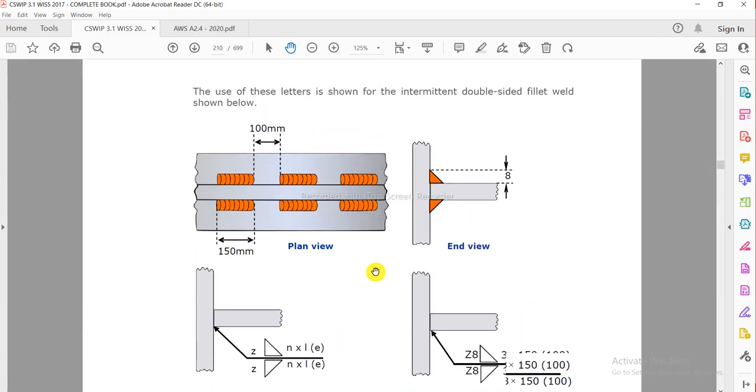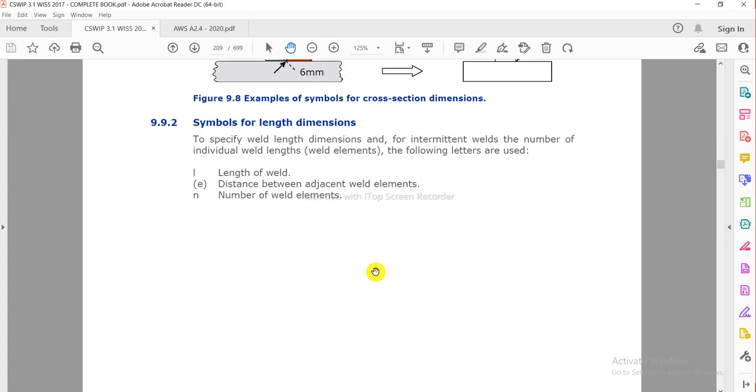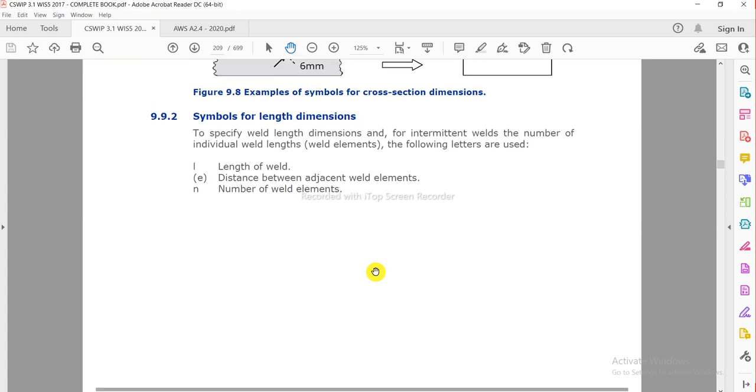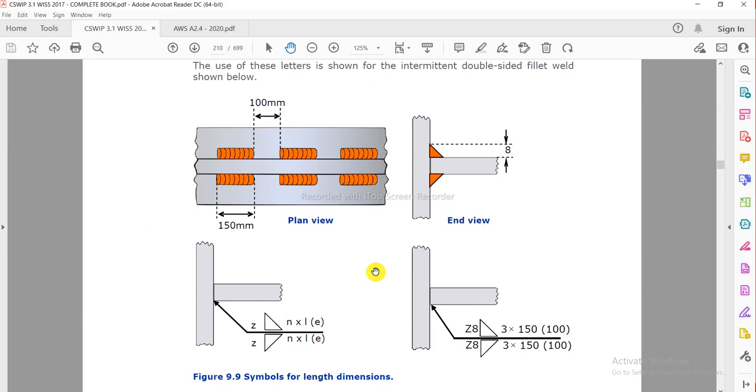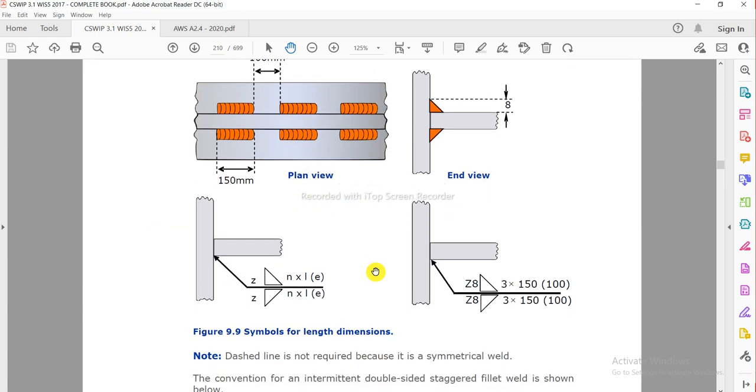We are going to start. Here, N means what, L means what, E means what. Z is the leg length of the weld. Here we clearly have a plan view and an end view. In the end view, Z is the leg length: this one is the vertical leg length, and from here to here is the horizontal leg length.